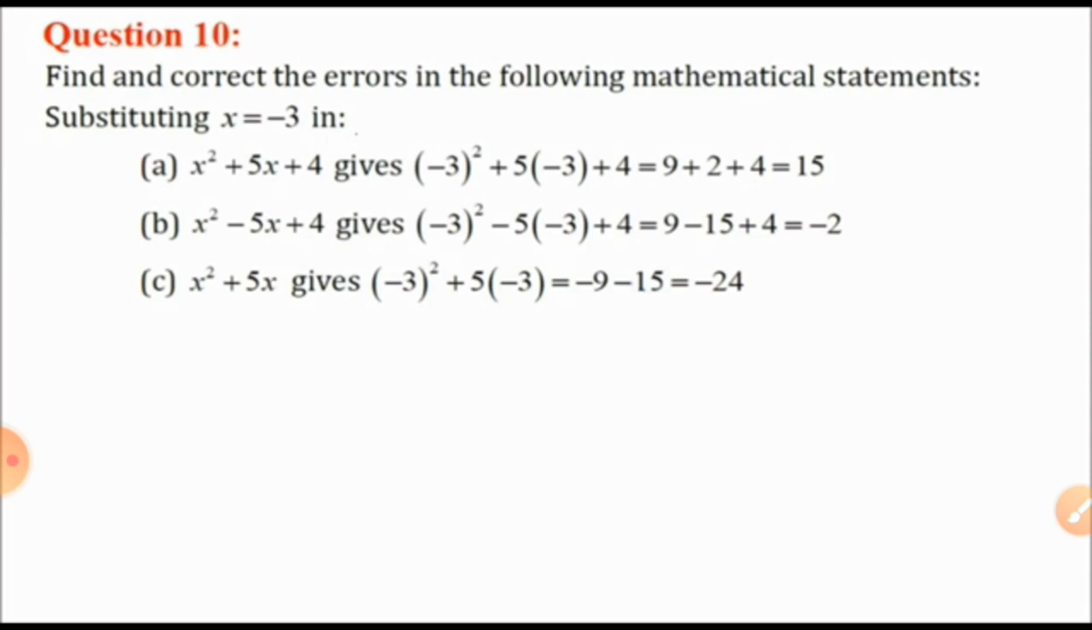This is the correction. Question number 10. Find and correct the errors in the following mathematical statements. Substituting x is equal to minus 3.